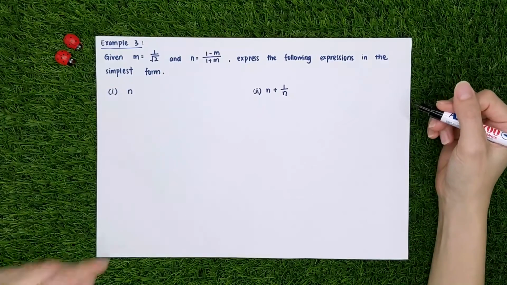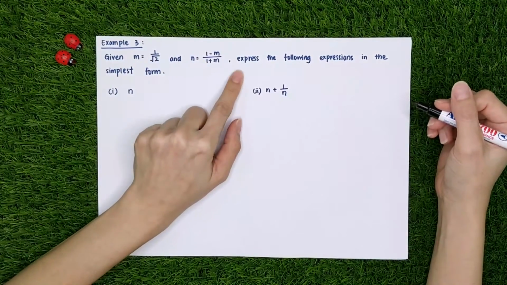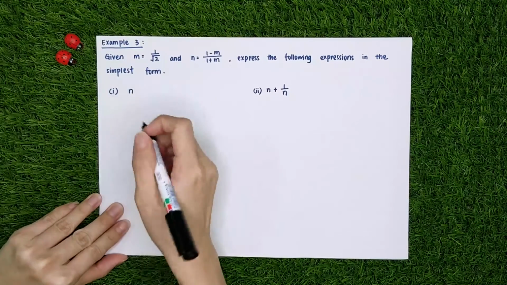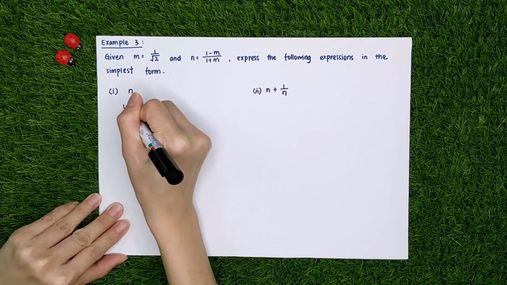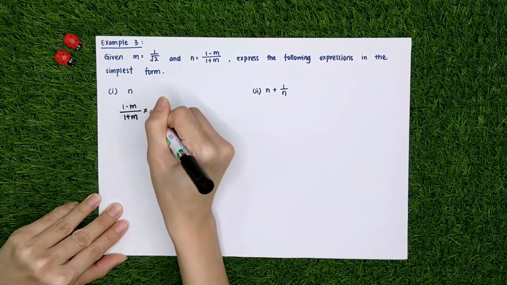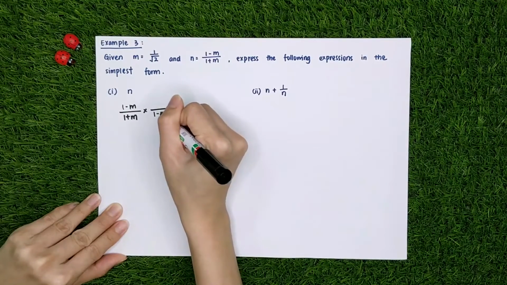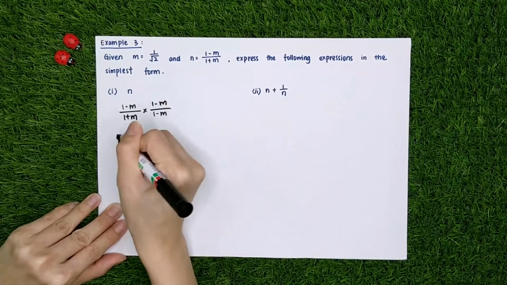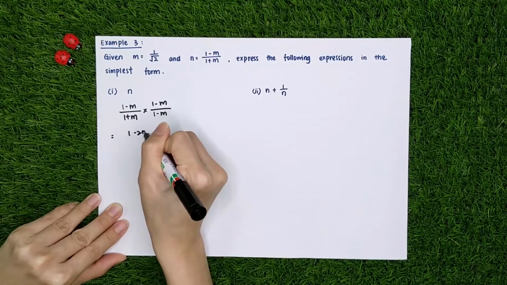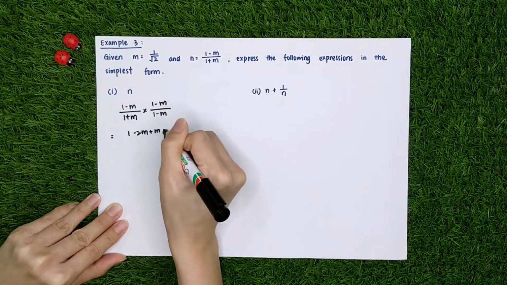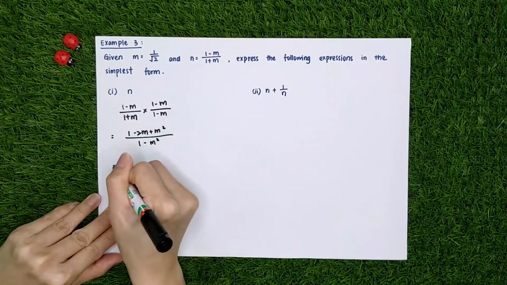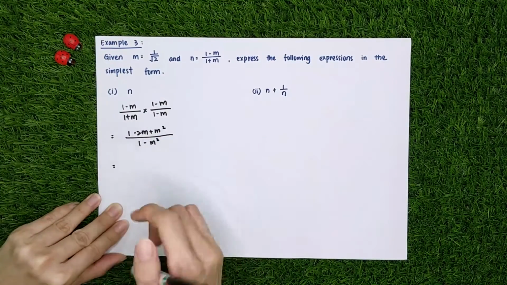Example 3. Given M is this, N is this, express the following expression in the simplest form. Okay, I need to find N. Okay, N is equals to 1 minus M over 1 plus M, which I can times 1 minus M times 1 minus M, which I can get 1 minus 2M plus M squared over 1 minus M squared. Now I can substitute my M into this.